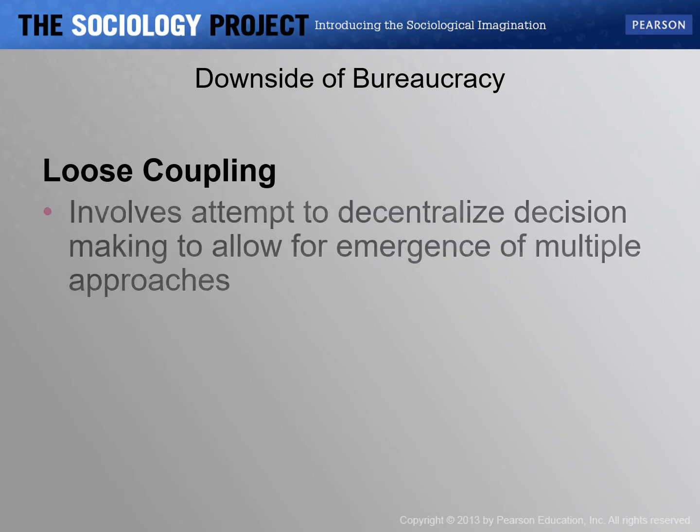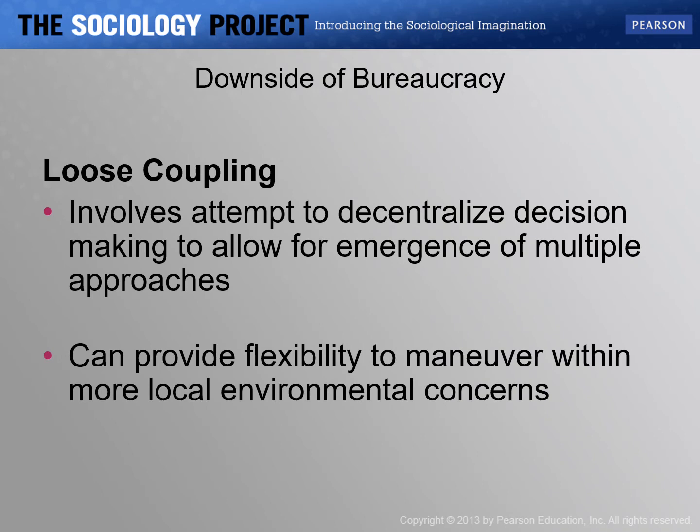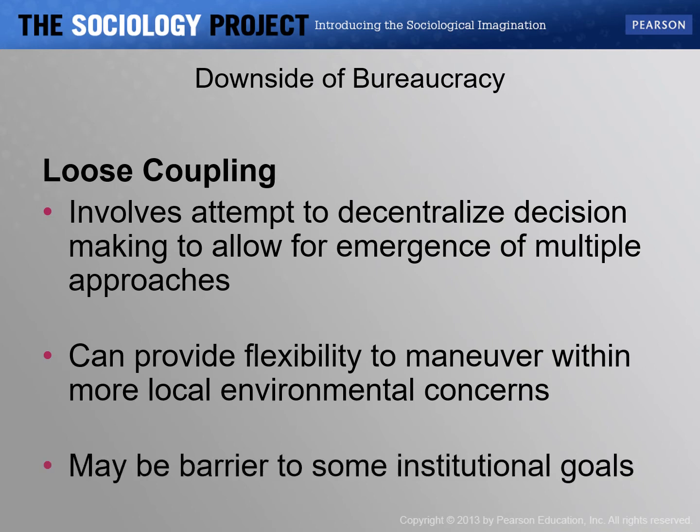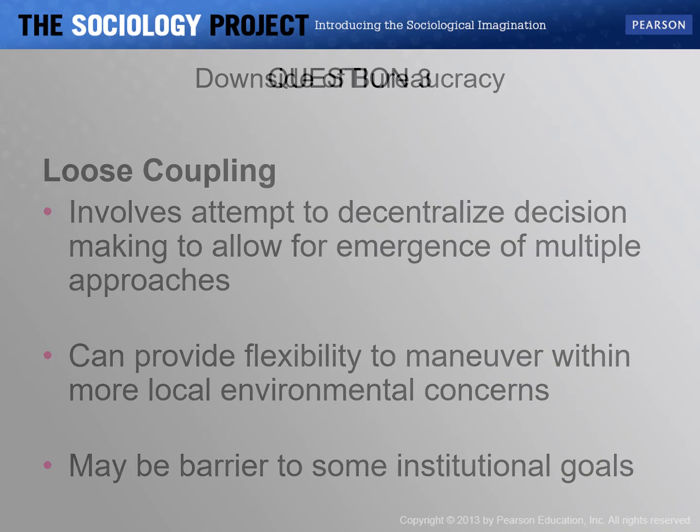There's loose coupling, which involves attempts to decentralize decision-making to allow for emergence of multiple approaches. So dealing with the pandemic has led to decentralized decision-making, different states doing whatever it takes to manage their state. It can provide flexibility to maneuver within more local environmental concerns, such as the pandemic. But it may be a barrier to some institutional goals. That is what happens as a rule of thumb across the United States.